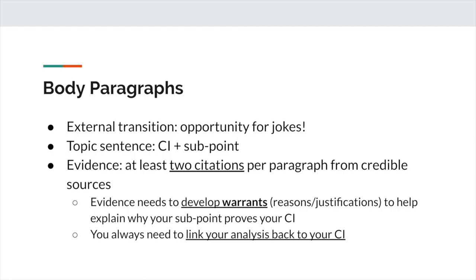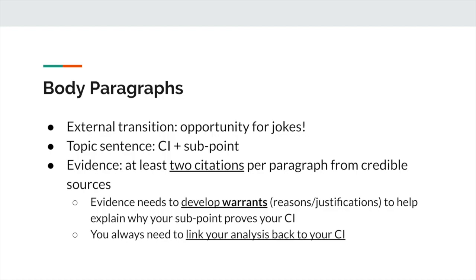That's a funny external transition that's going to get to the heart of what that point's about, which is about disagreements between the US and Iran. Now, an important note there is if you do that joke-style external transition, you need to make sure that the joke actually is applicable or topical to what you're going to be discussing in that paragraph.